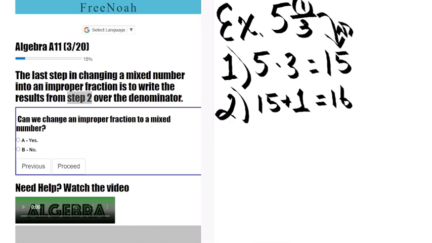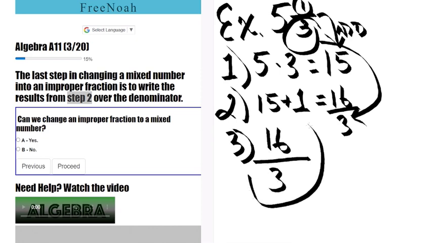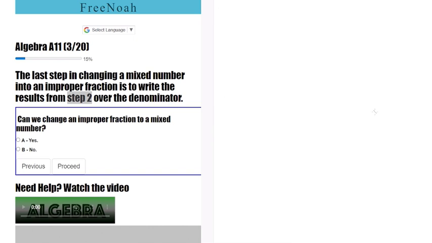See the numerator here, added to the 15, and that's step 2, which gave us 16. And then for step 3, we're simply going to drag this 3 and put it in the denominator. So now for step 3, we're left with 16 over 3, and that is the final answer there.